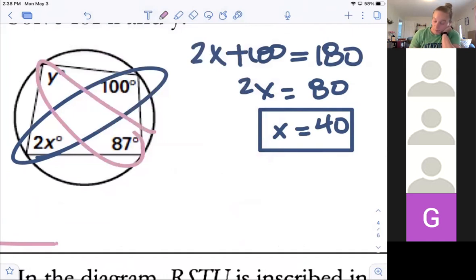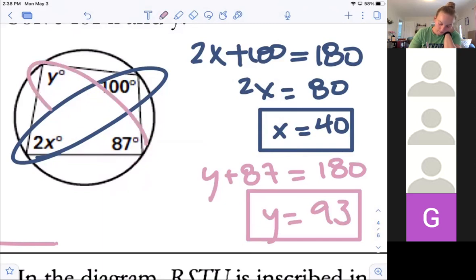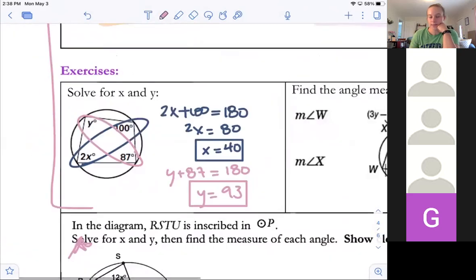Same thing, we're going to do y. We're going to do y plus 87 equals 180. So we just subtract 87 from 180, and I'm going to get 93. It's cake, right? Easy, easy, easy. Next one's very similar. Let's look at that one. Anybody have questions so far? Am I moving too fast? Everyone good?